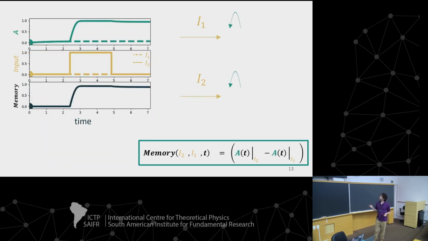So for example, in this network, we apply the memory quantifier. And as you can see, you give some transient stimulus. So this network gets activated, and because of the positive feedback, remains activated, and you can measure just by measuring the difference between these two cases.